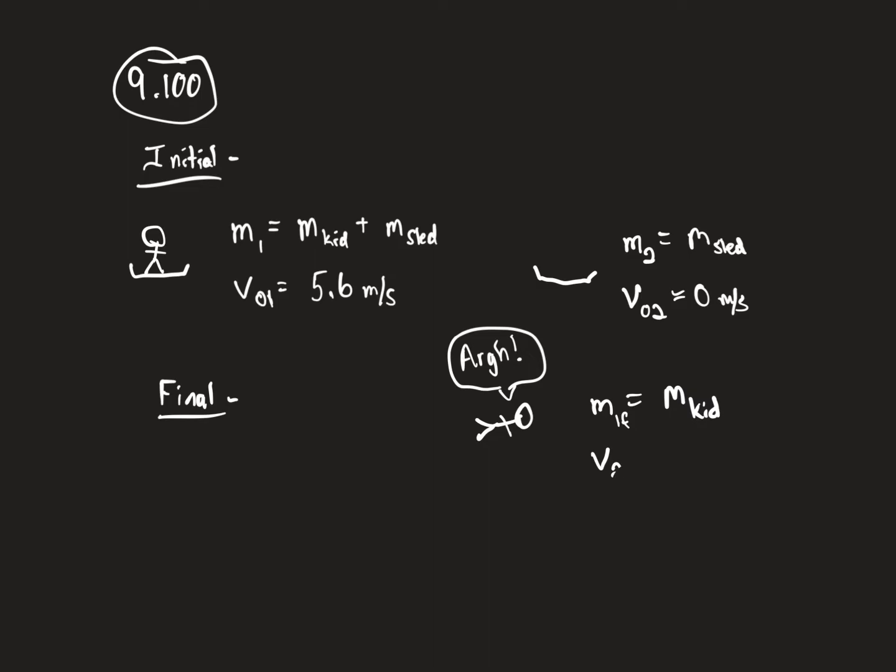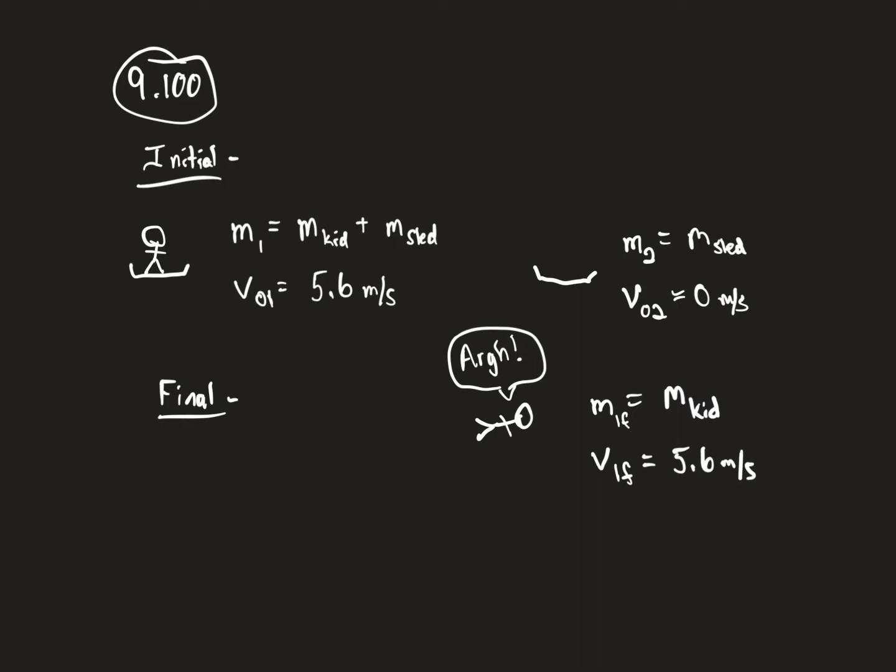And then how fast is the kid going? The kid is launched forward at the same speed, leaving behind two sleds that locked together. Same speed as they were initially going. So how fast was the kid going initially? 5.6. So how fast is the kid going final? 5.6. They're maintaining the same speed, 5.6 meters per second.